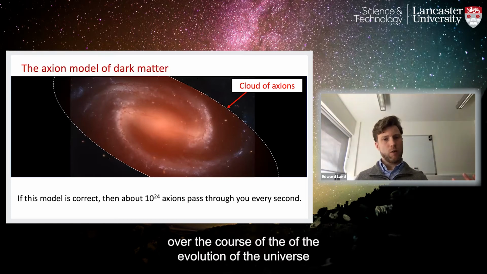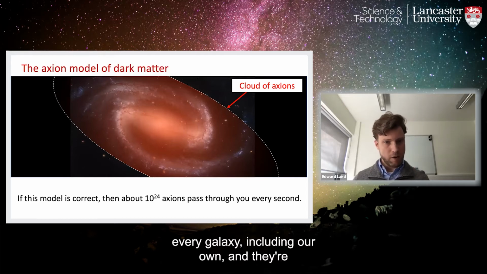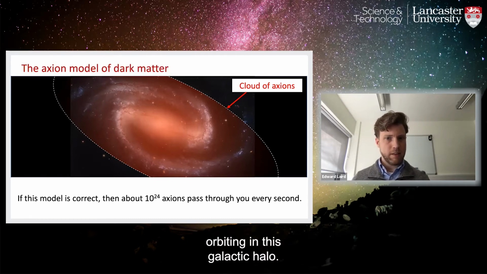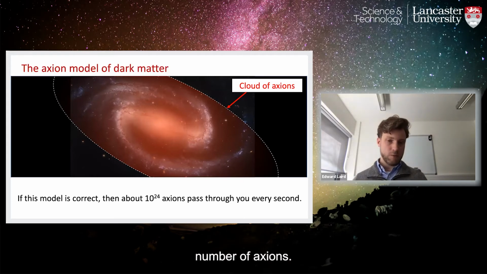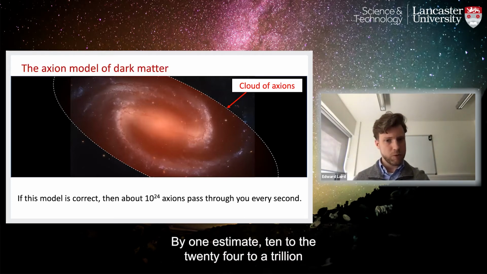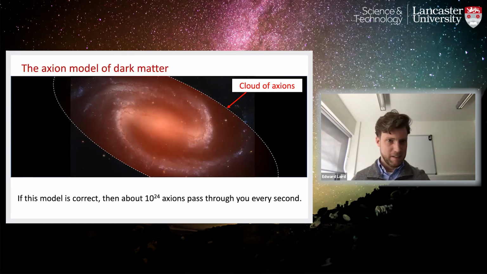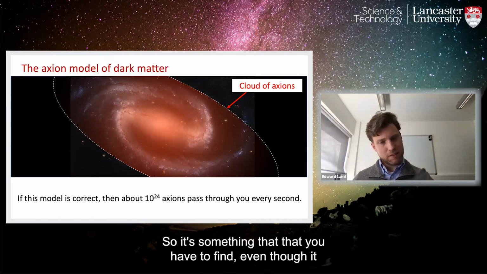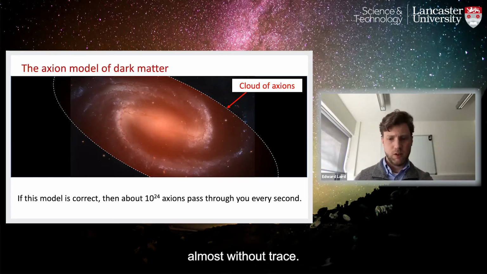And over the course of the evolution of the universe since then, they've cooled down and they've congregated in every galaxy, including our own, and they're orbiting in this galactic halo. And if this model is correct, then some very large number of axions, by one estimate 10 to the 24, so a trillion axions, are passing through you every second, but not interacting. So it's something that you have to find, even though it passes through ordinary matter almost without trace.